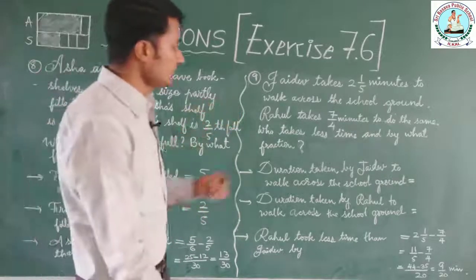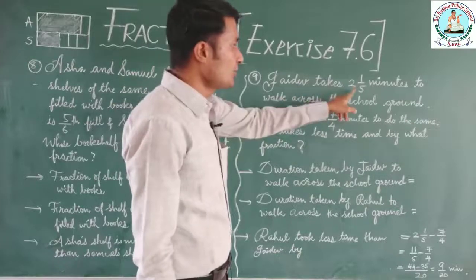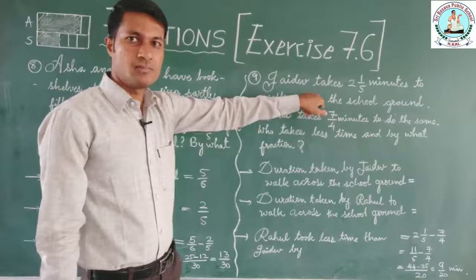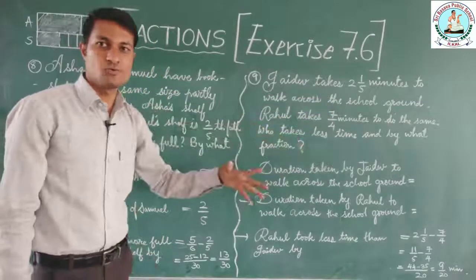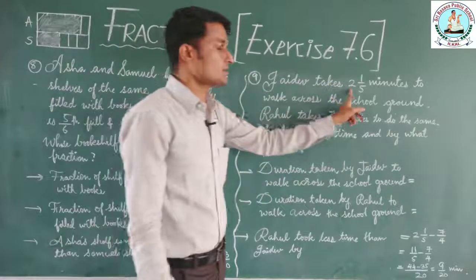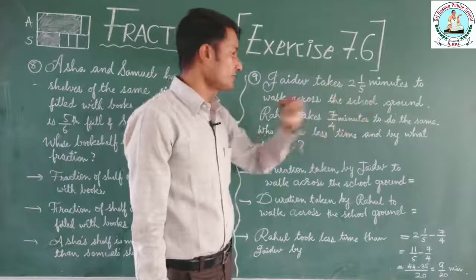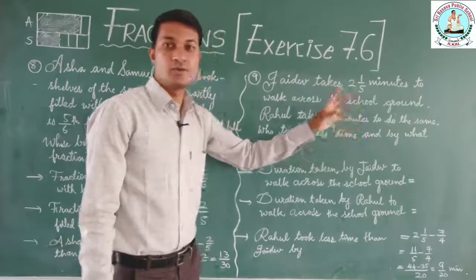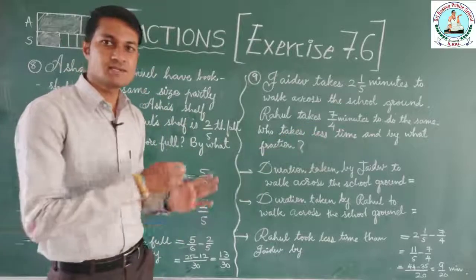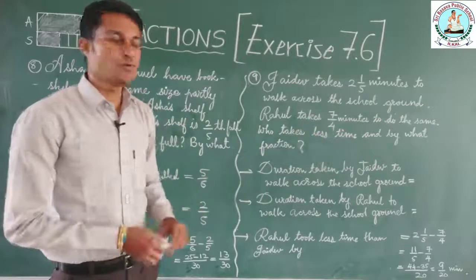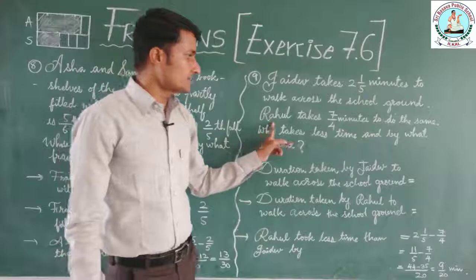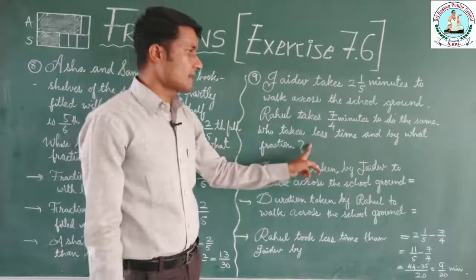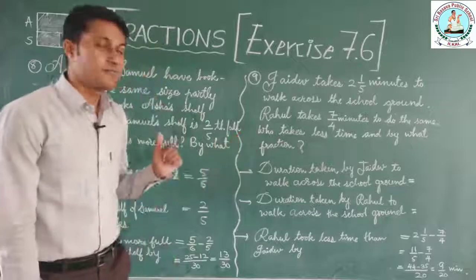Let's go for the 9th one. Jaydev takes 2 1/5 minutes to walk across the school ground, means he is walking across the school ground and he takes this much time. And Rahul takes 7/4 minutes to do the same activity, means he is also walking across the school ground, but Rahul takes 7/4 minutes. Then who takes less time and by what fraction?